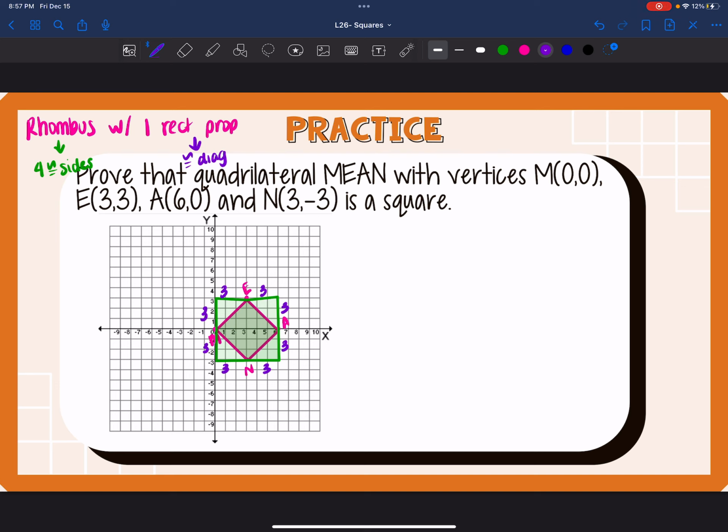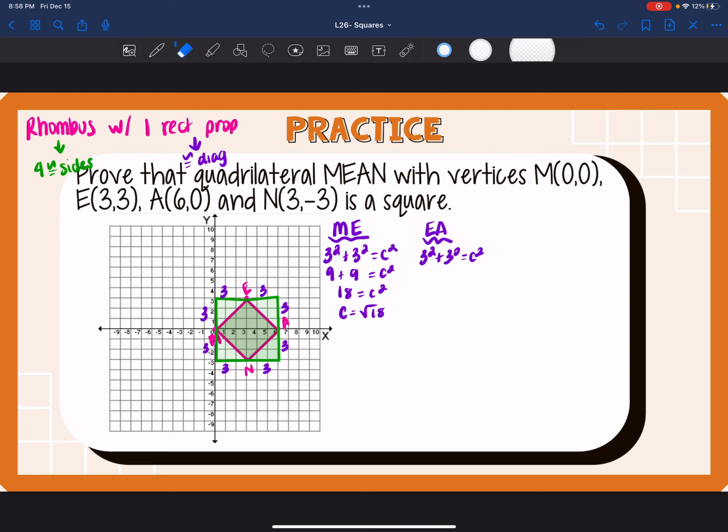So let's do ME. So ME is going to be 3 squared plus 3 squared is equal to C squared. 9 plus 9 is equal to C squared. 18 is equal to C squared. C is equal to radical 18. Now, because I did that already, I'm not doing extra work. I'm just showing them that I know that all 4 sides are congruent. So I'm just going to do the same thing.